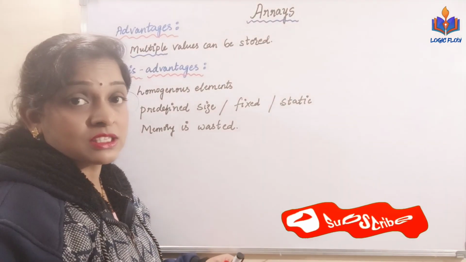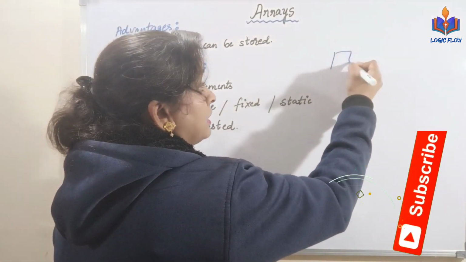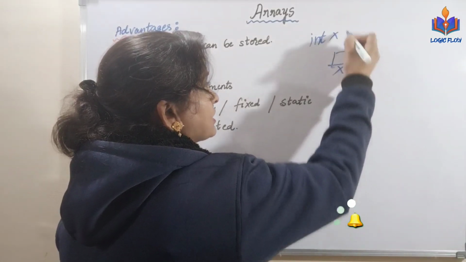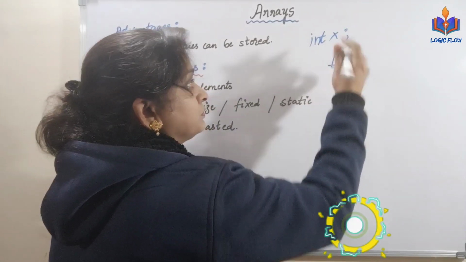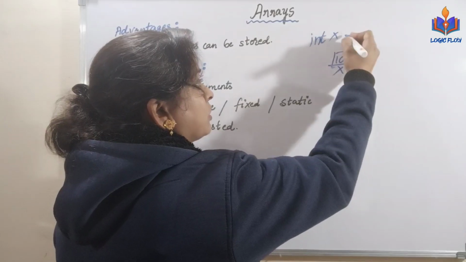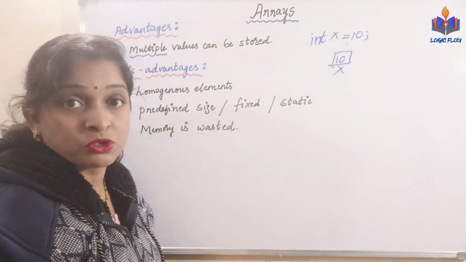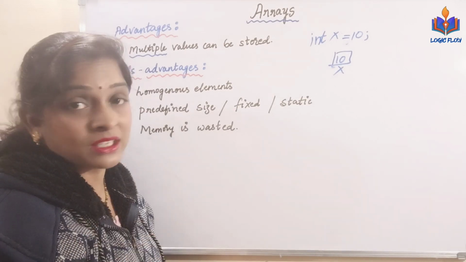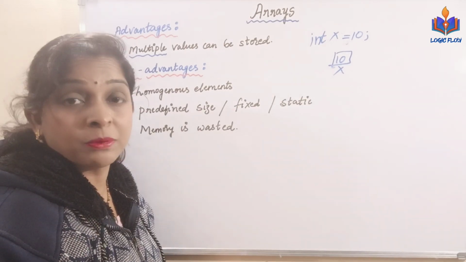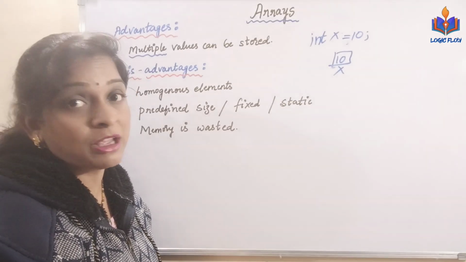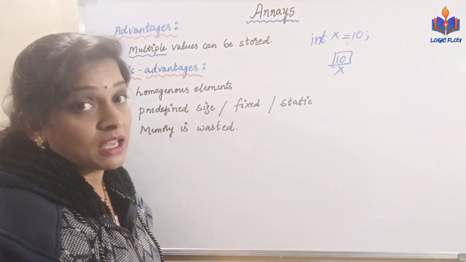When I talk about an individual variable, say I say int x, x can store only one value. Say I say x equal to 10. It can store only one value. But if I want to store multiple values, then I go with arrays. Of course, we can have multiple variables also, but it is very difficult to manage multiple variables in our programming code. So we go with arrays.